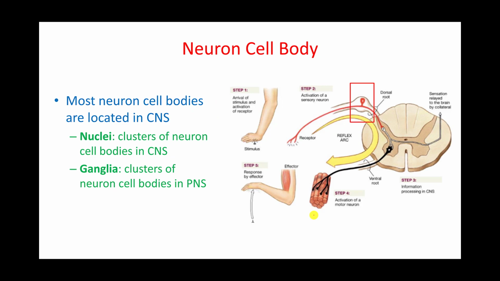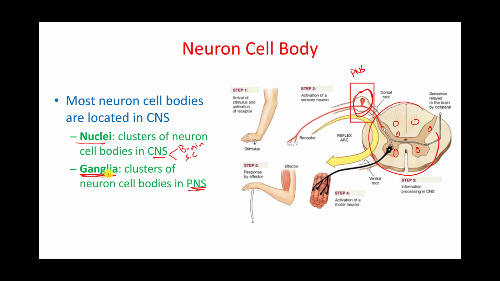In the central nervous system, these clusters are called nuclei, meaning that is in the brain and the spinal cord. However, in the peripheral nervous system, these clusters of cell bodies we call ganglia. Like this is, for example, in the PNS, and this is a ganglia. Nuclei, this is part of the spinal cord. Nuclei would be somewhere here and there. So that is the difference between the nuclei and the ganglia.